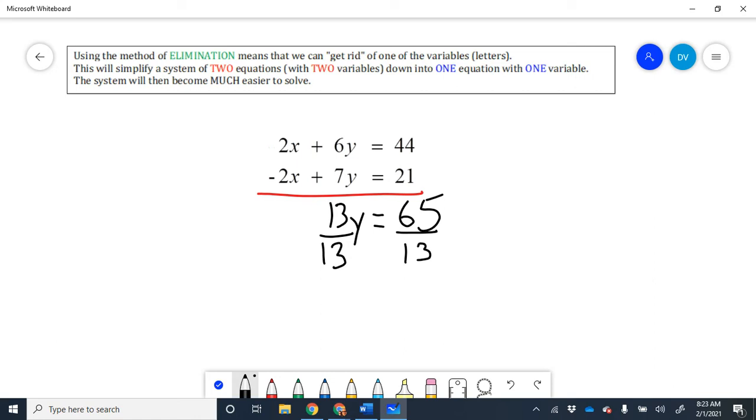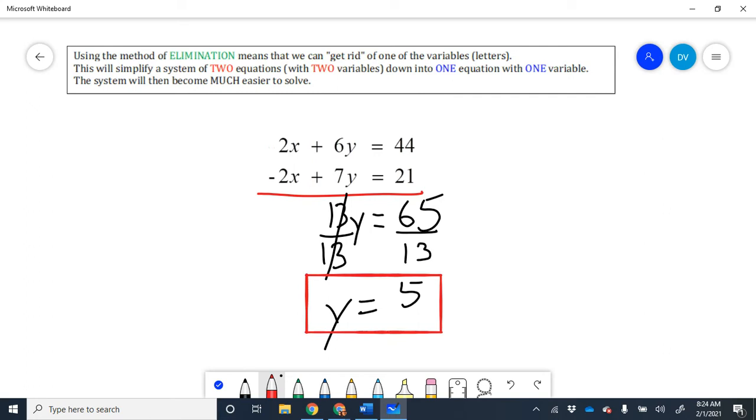On the left side, these 13s will simplify. And remember, this is really equal to 1. 13 divided by 13 is 1. We just don't want to write the 1. Instead, we just want to write the y. Remember, it is 1y, but we're not going to write the 1. And 65 divided by 13 is equal to 5. So we're not done yet. We found y, but we also have to find x now.